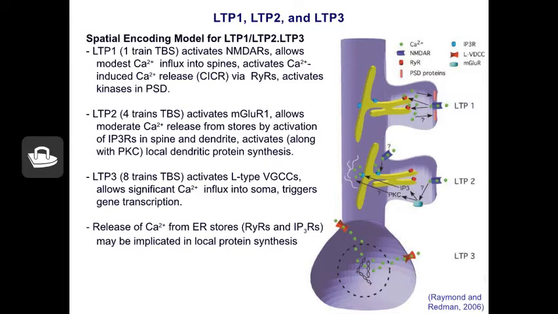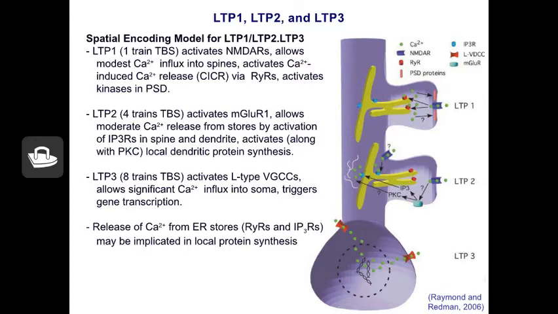They propose that LTP1, or one train of theta burst stimulation, activates NMDA receptors and allows a modest calcium influx into the spines, thereby activating calcium-induced calcium release, or CICR, through ryanodine receptors to activate kinases in the postsynaptic density.